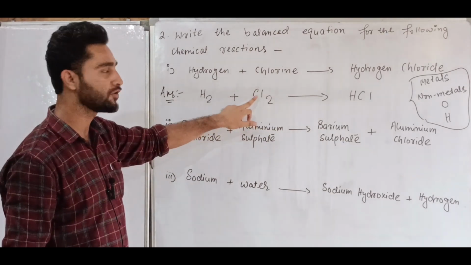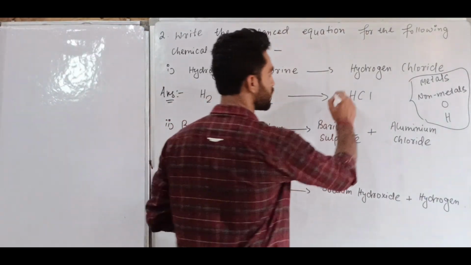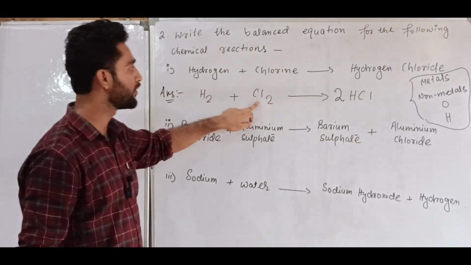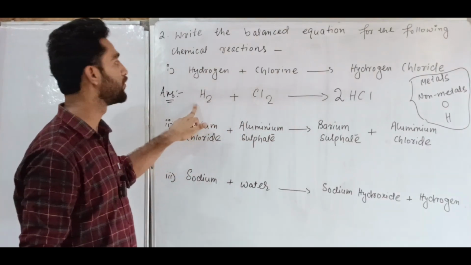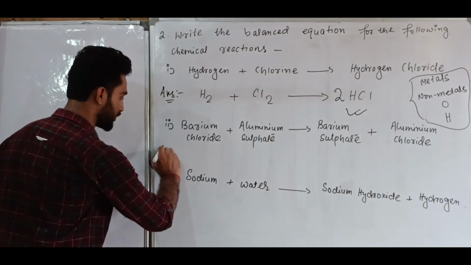So here chlorine is the non-metal. Chlorine how many? 2. Here chlorine how many? 1. So put 2 here. Now check. Metals are not there. Chlorine 2, chlorine 2. Hydrogen 2, hydrogen 2. Now this reaction became balanced.